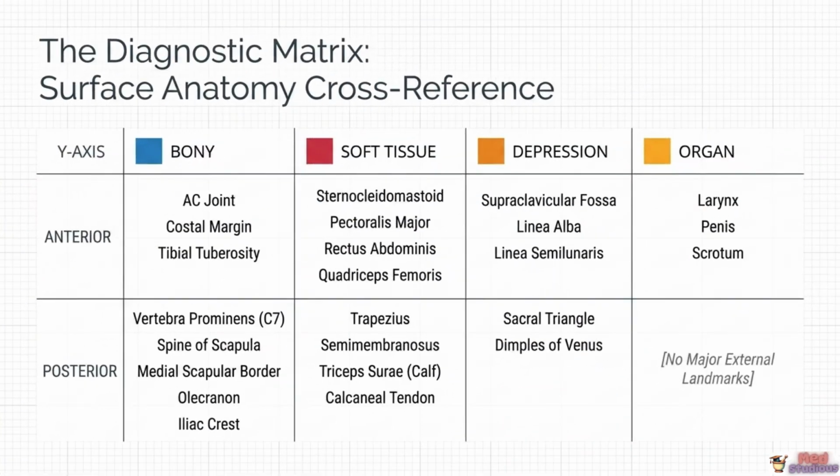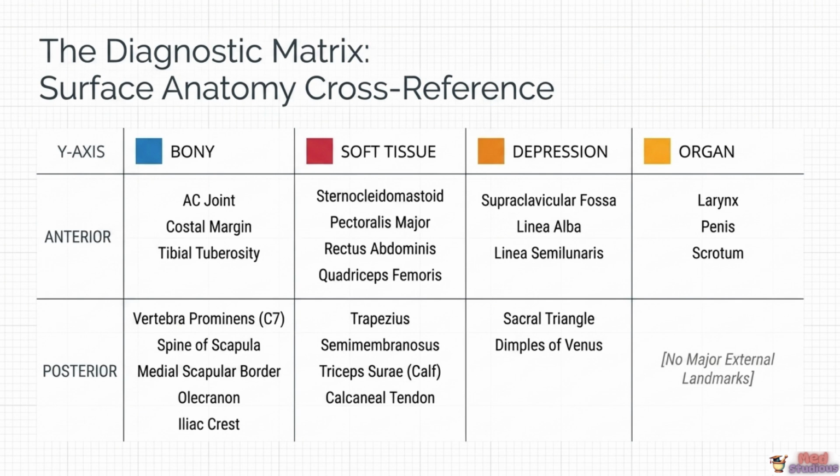We close with the complete diagnostic matrix, a full cross-reference of every landmark covered in this atlas, organized by body surface and landmark type. On the anterior surface, bony landmarks include the AC joint at the shoulder peak, the costal margin framing the lower chest, and the tibial tuberosity below the knee. Soft tissue landmarks include the sternocleidomastoid, pectoralis major, rectus abdominis, and quadriceps femoris. Depressions include the supraclavicular fossa, linea alba, and linea semilunaris. External organs include the larynx, penis, and scrotum.